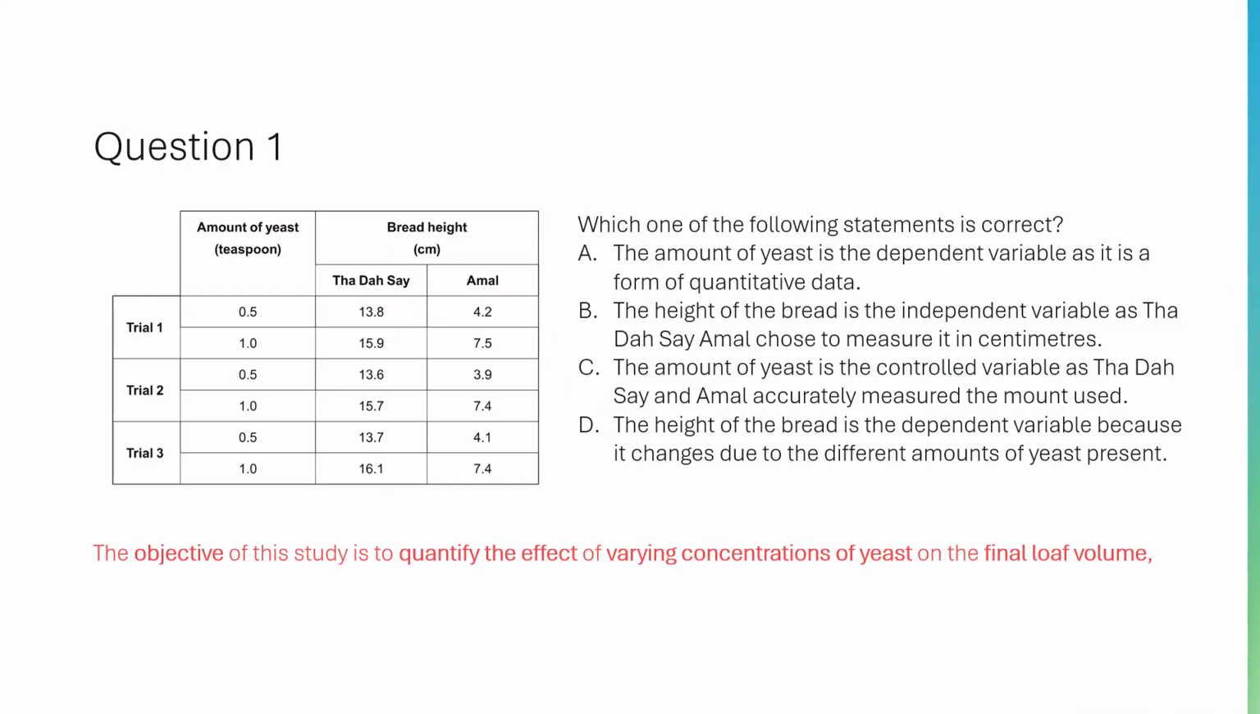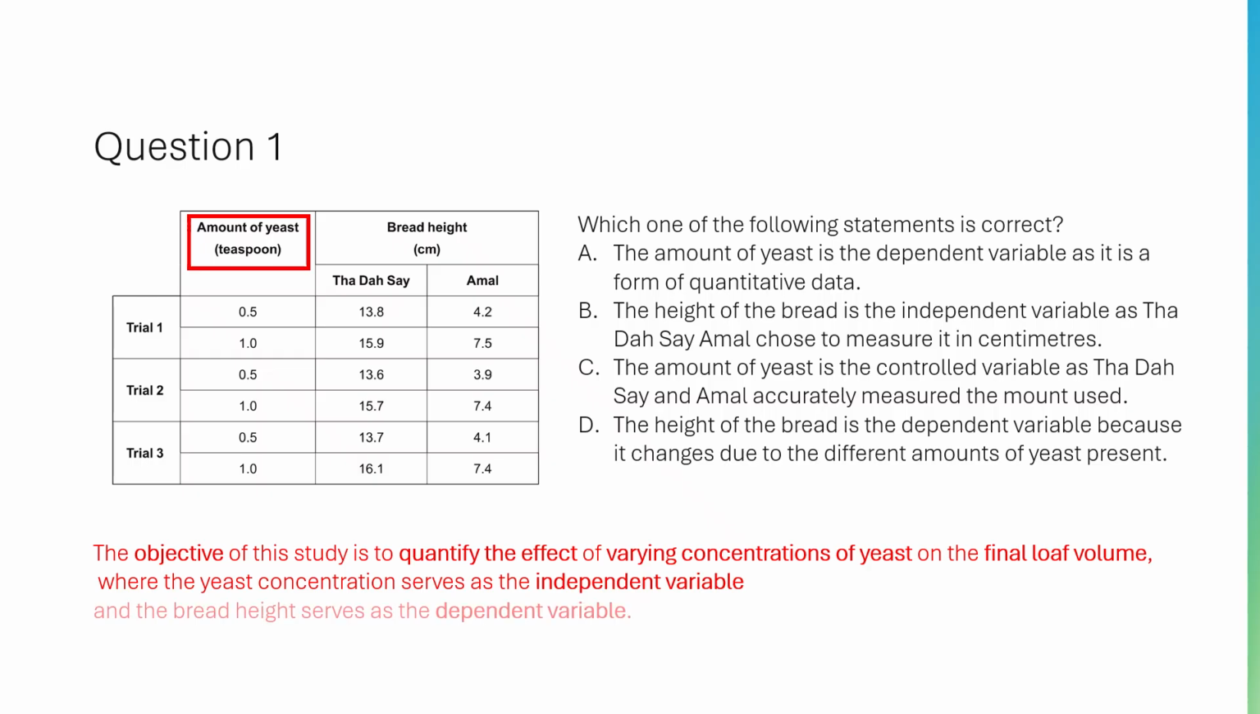The objective of this study is to quantify the effect of varying concentrations of yeast on the final loaf volume, where the yeast concentration serves as the independent variable, and the bread height serves as the dependent variable.